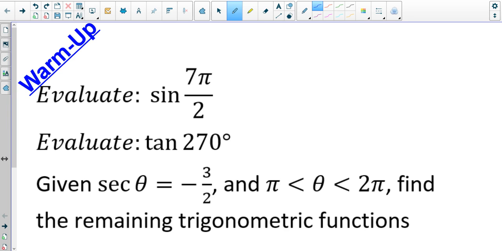Welcome to Pre-Calculus, Essential Standard 6, Lesson number 4 over solving trigonometric equations. First, we want to do a quick review over what we did in the first 3 lessons.